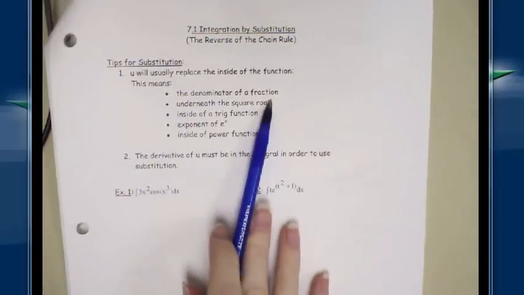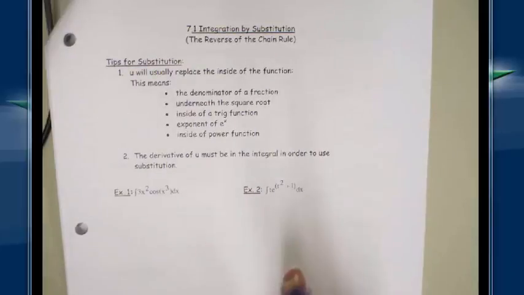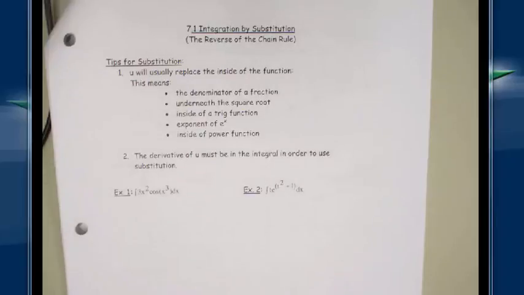You're looking for things like the denominator of a fraction, underneath the square root, inside a trig function, the exponent of the e to the x, as you're saying to yourself, oh, all the things that I learned about during chain rule. So we pick a u, we rewrite it in terms of u, if you will, and then we solve a much easier problem and then plug the x back in. I know, I'm excited. Here we go.